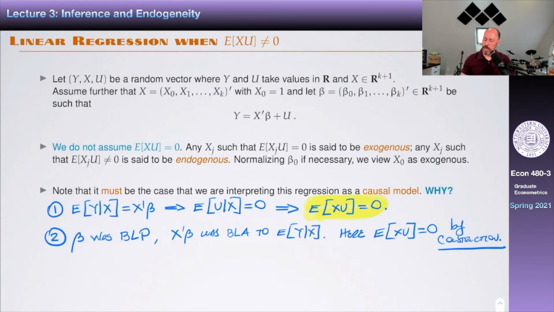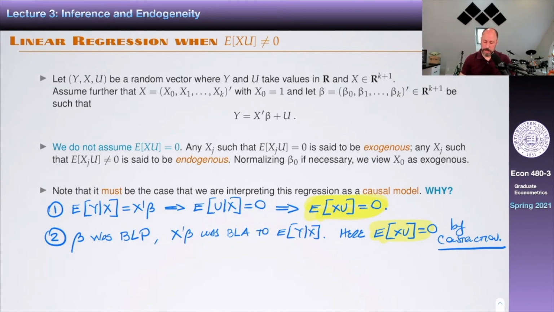So in this second interpretation, we also saw that if you just want to project y on x's, just to get a prediction for y, or just to get a linear approximation to the conditional expectation, then in that case, the error term defined as y minus this best linear approximation is orthogonal to x by construction. So again, this is a descriptive representation, and endogeneity doesn't make any sense there.